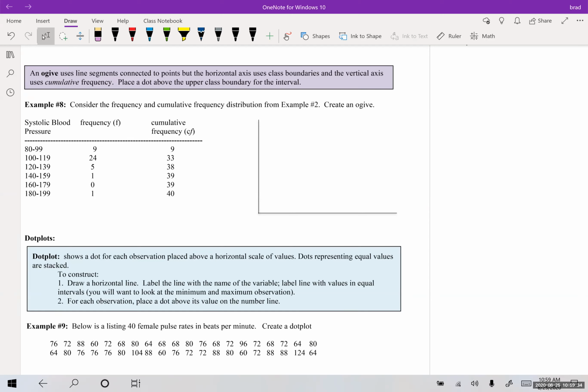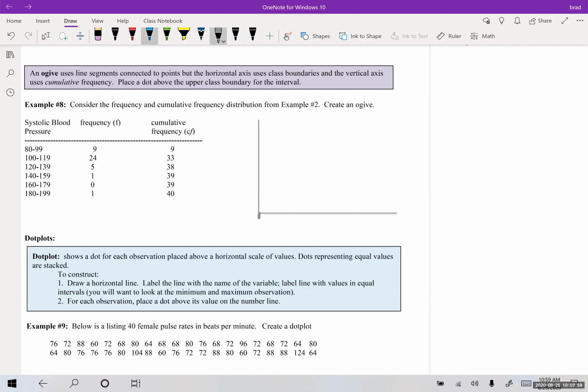I'm actually not going to go over an ogive. It uses line segments connected to points, but the horizontal axis uses class boundaries and the vertical axis uses cumulative frequencies. I don't normally spend too much time on it, but I guess we could do this one and do the class boundaries.